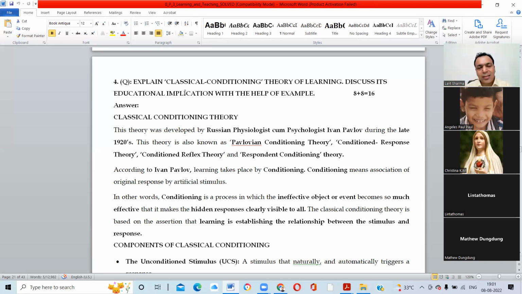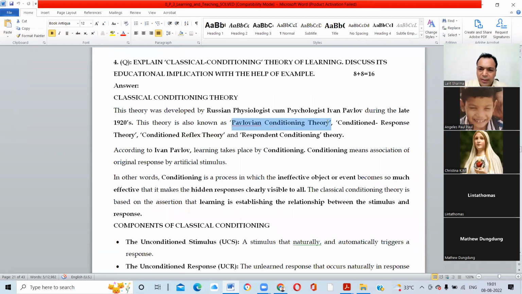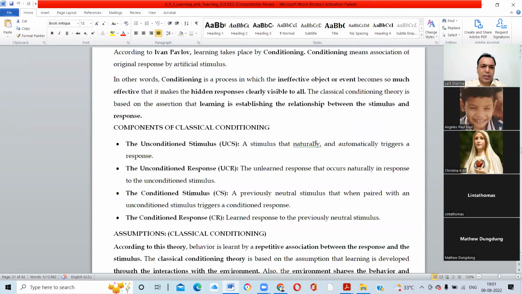Similarly, under this theory, first line, it should be: according to Ivan Pavlov, classical conditioning theory says that learning takes place by conditioning. Okay, so you can underline it. It is also called the Pavlovian theory, conditioned response theory, conditioned reflex theory, respondent conditioning theory.